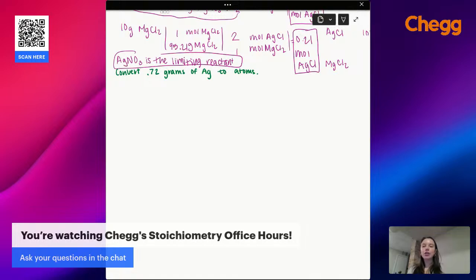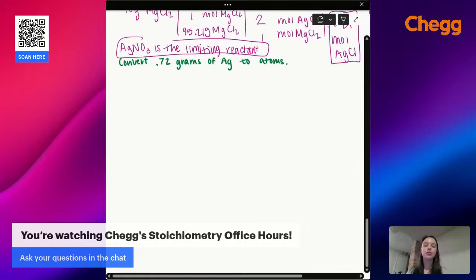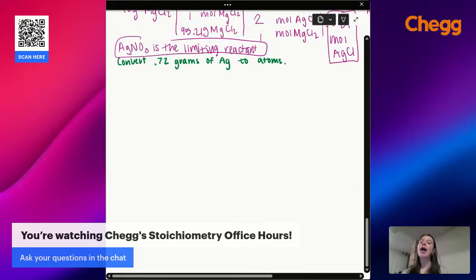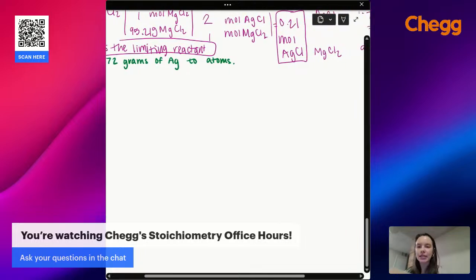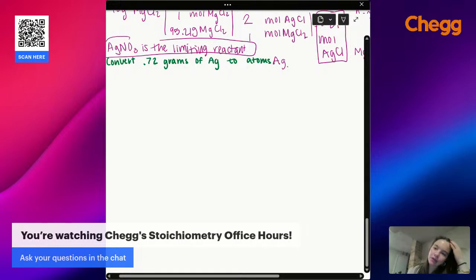While we are waiting for any questions, let's solve this last problem I prepared. Convert 0.72 grams of silver to atoms. And I should have been more specific and said atoms of silver. We're not just converting them to atoms of anything. We're converting them to atoms of silver.